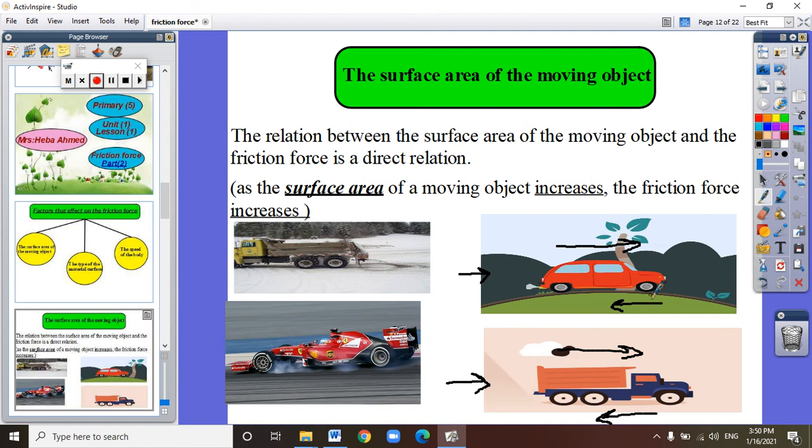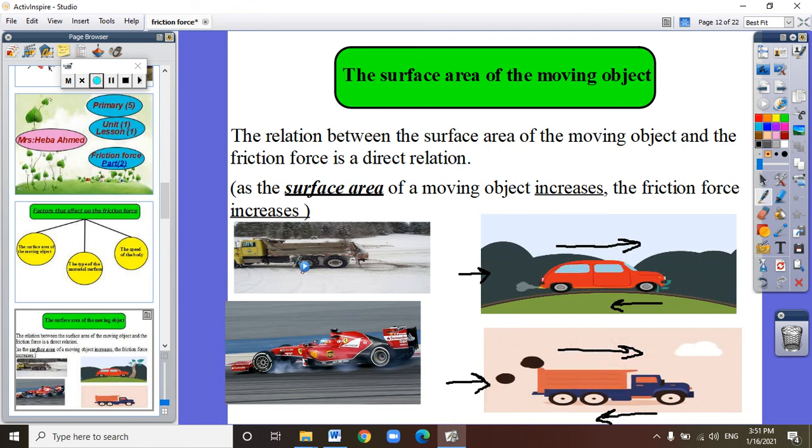Okay, the friction force will be increasing in which one? Very good. In the lorry because it has a large surface area. So it will take more friction force to stop moving than this car.